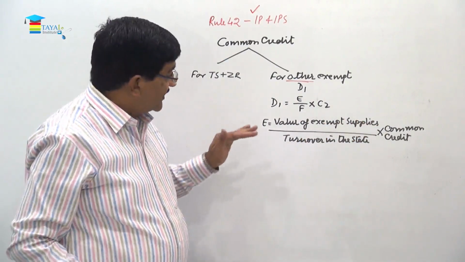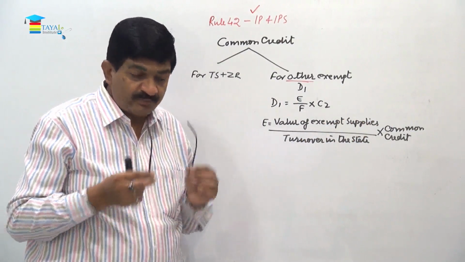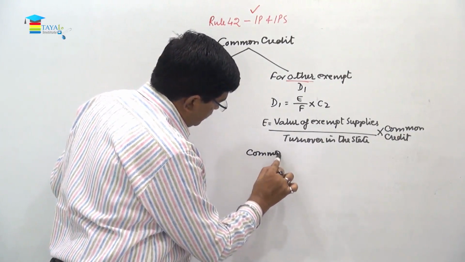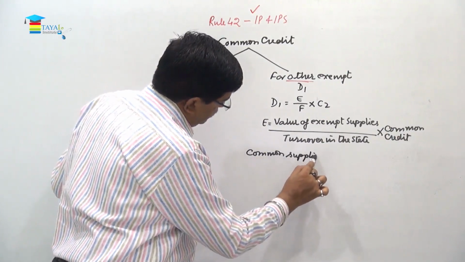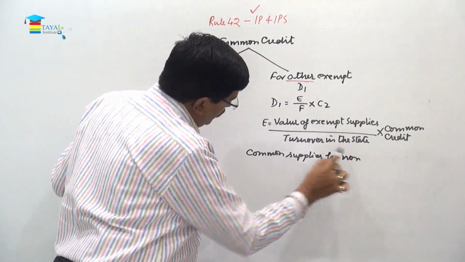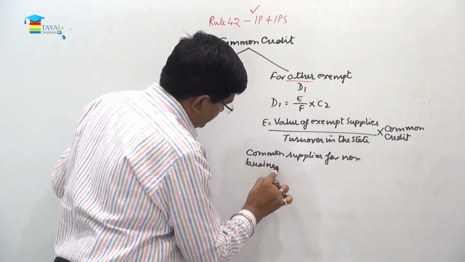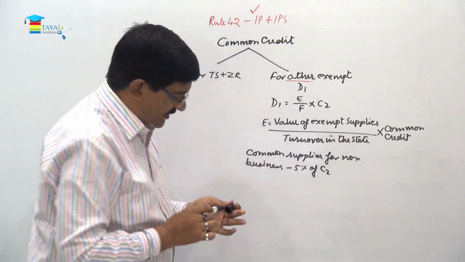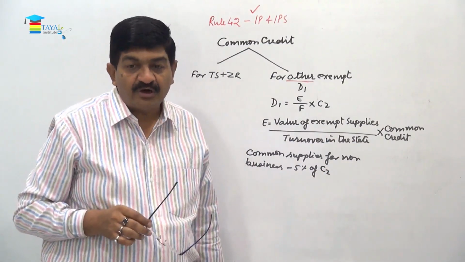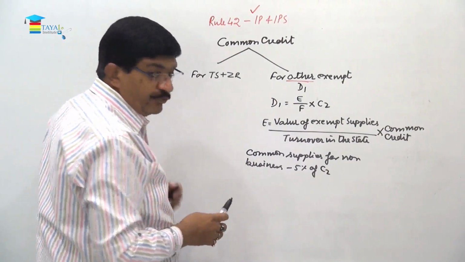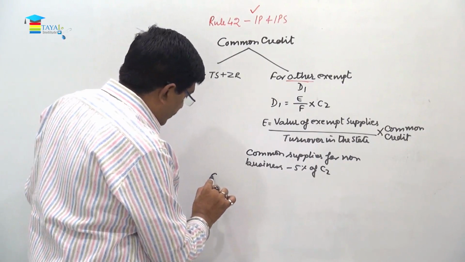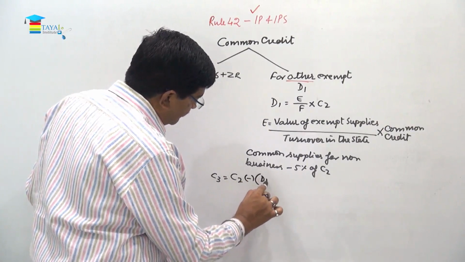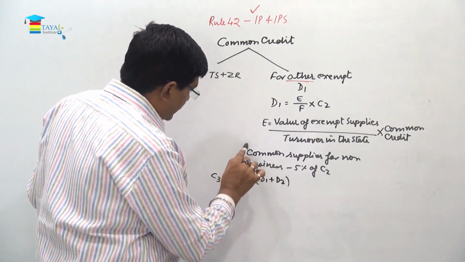Now some of the common credits will also be used in relation to non-business purposes. So when we have common supplies for non-business, this is taken as 5% of C2. So out of the common credit, we will take 5% value of that. So out of that common credit, what amount will be credited in the ledger? That is called C3. C3 is equal to C2 minus D1 plus D2. This is called D2.